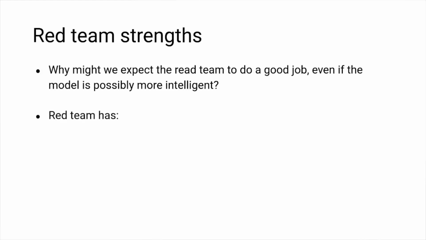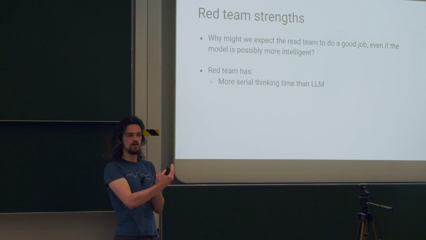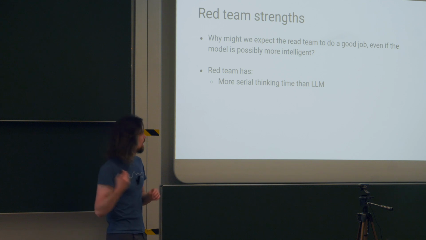So the red team has a few affordances that the model might not. The first is that they have much more serial time of thinking. A human can sit down in an office with a bunch of other people, and they can think over the course of days, weeks, on what they might do in order to get around some protocol if they were the models. Whereas the model might have to do this in a single forward pass, especially if we're monitoring, say, its chain of thought.